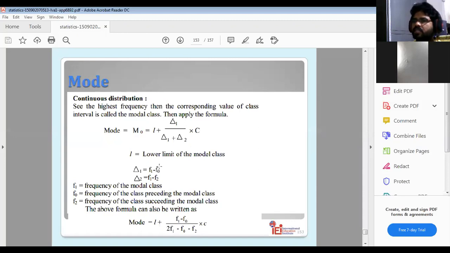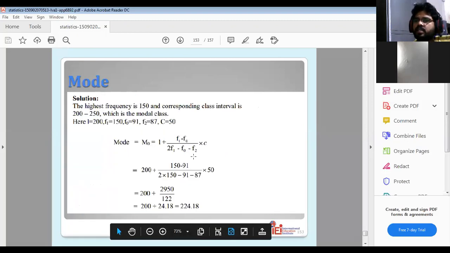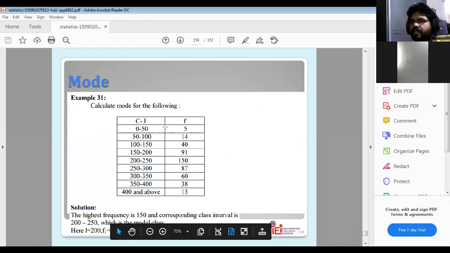So you can simply remember that L is the lower limit of the class, delta 1 is the absolute difference between the frequency of the mode and its preceding frequency, and delta 2 is the absolute difference between the frequency of the mode and its succeeding frequency. C is the class interval; sometimes we mention h, the class interval, instead of C. See how we can calculate. For example, you can take this data.